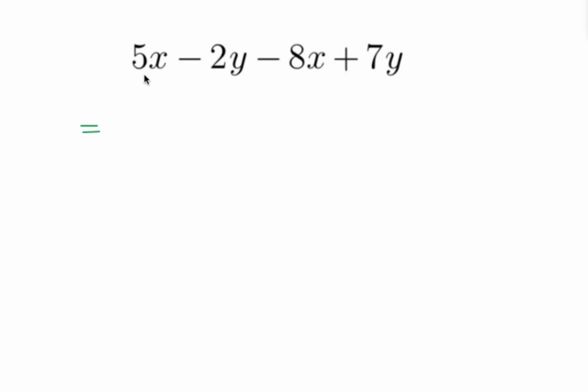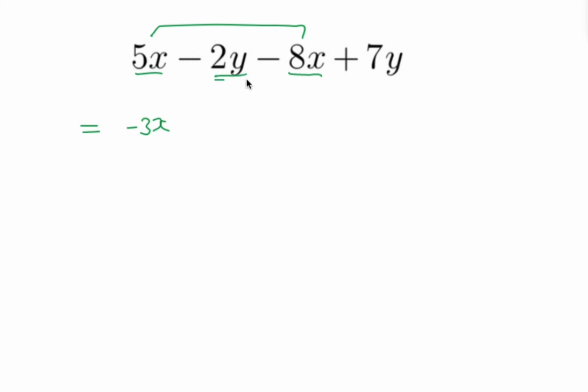Okay. Now here combine like terms. So here x, this one and this one are like terms. So we can combine this. 5 minus 8 is -3, and this variable we write as it is. So 5x minus 8x, we get -3x.